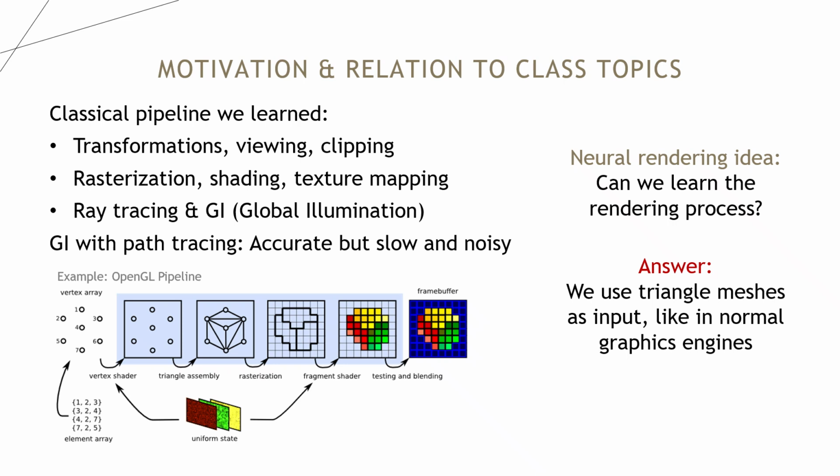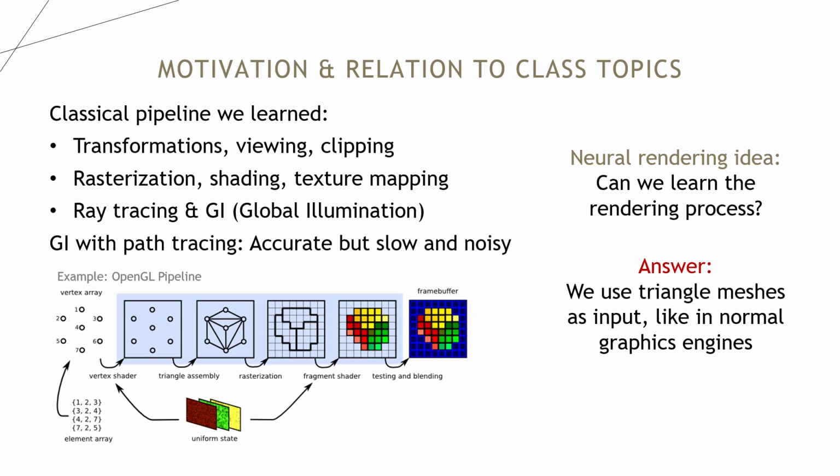In this course, we've seen the classic pipeline: transformations and viewing, clipping, hidden surface removal, rasterization, shading, texture mapping, curves and surfaces, plus ray tracing and global illumination. Traditional GI solves the rendering equation with methods like Monte Carlo path tracing. We shoot rays, bounce them around, integrate contribution from lights, and pay a high cost in computation and noise. Neural rendering methods usually still rely on rays or volumetric representations, and often need per-scene training.